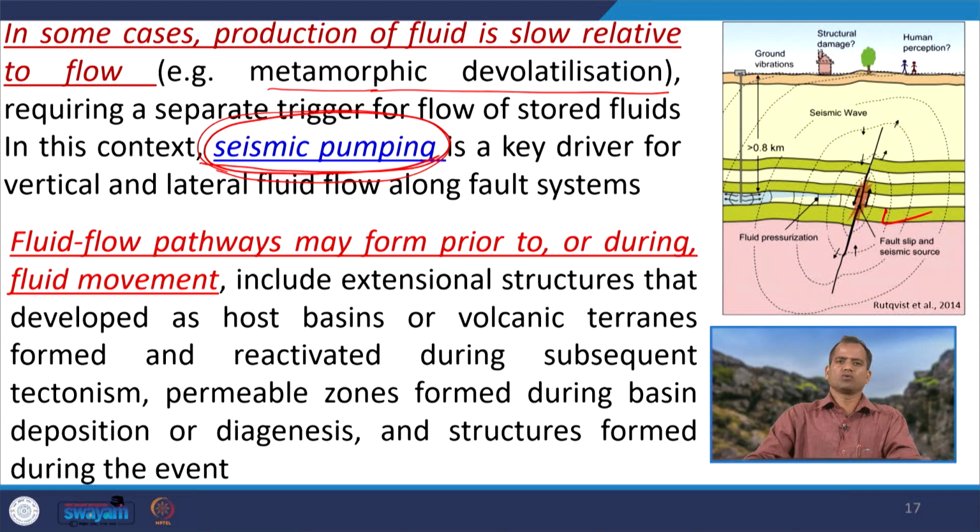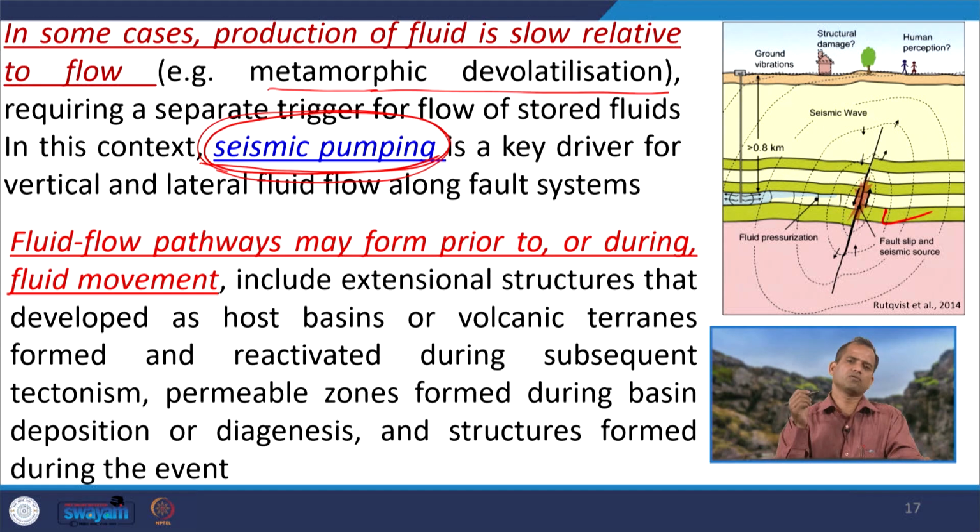So, fluid flow pathways may form prior to or during the fluid movement. So, that includes extensional structures, that is faulting, then developed host basins by volcanic terrains, formed and reactivated during subsequent tectonism, permeable zones formed during basin development and diagenesis, and structures formed during these events. So, that means before this fluid is generated, we should have sufficient room, and the room or the pathways that are created by volcanic terrains, by crustal extension, by rifting, and by tectonism.